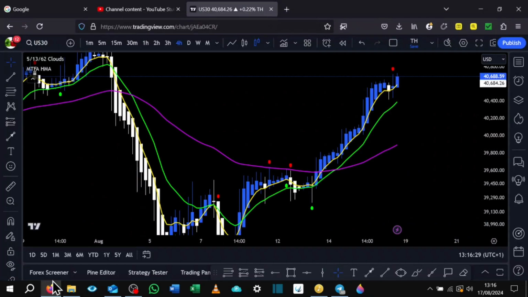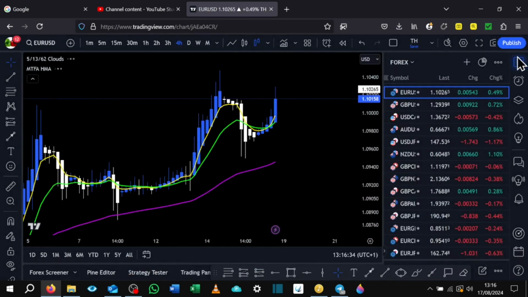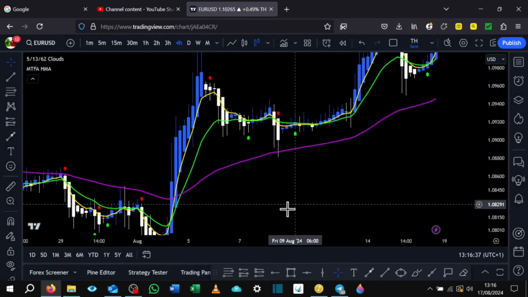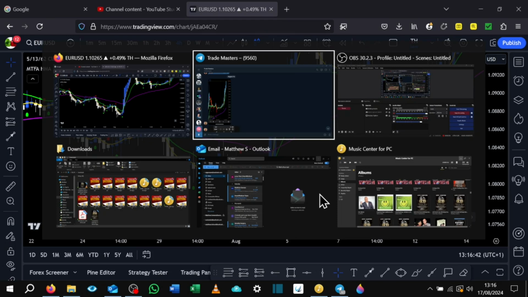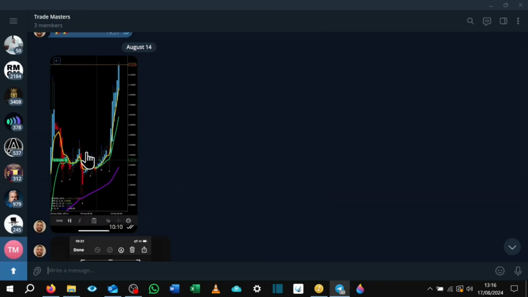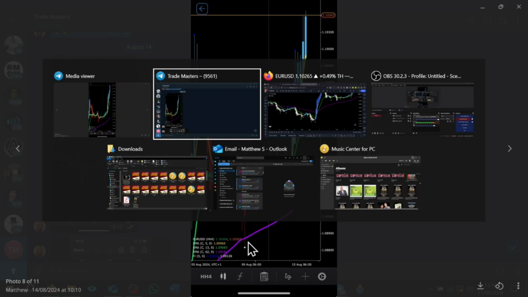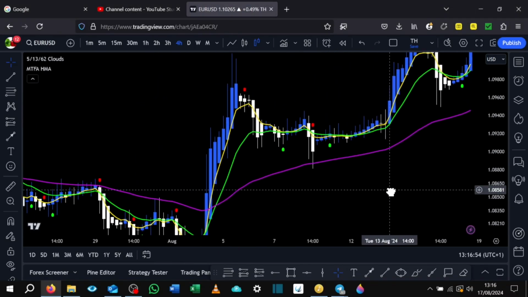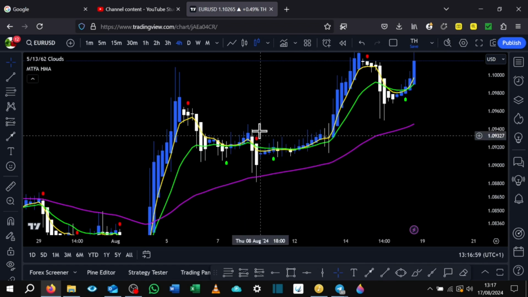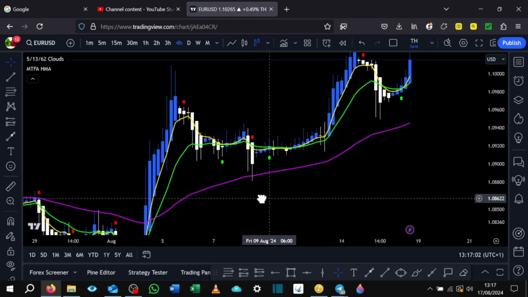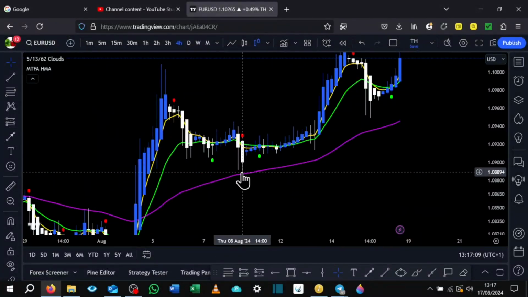So if we go to EURUSD, let's jump over to Forex, EURUSD. The alert was just after the 62 EMA tap. So we had the 62 EMA tapped, you had the alert on the 62 EMA, and you could have gone for a buy there.